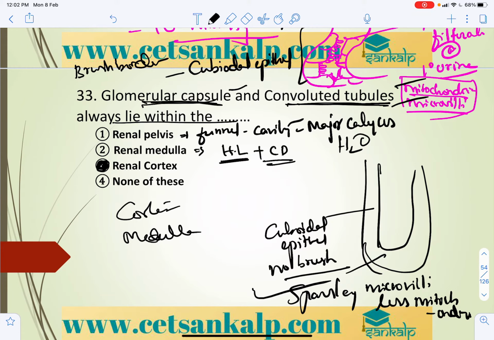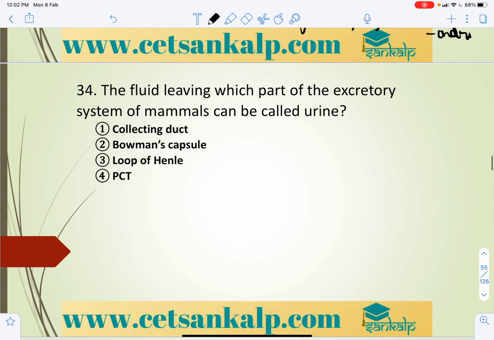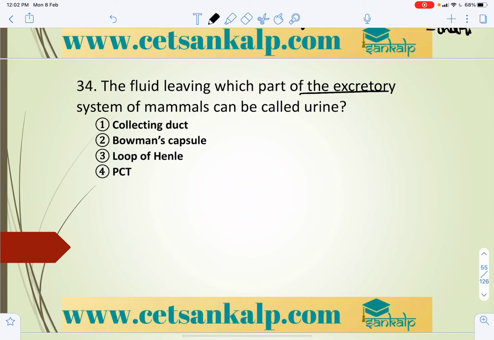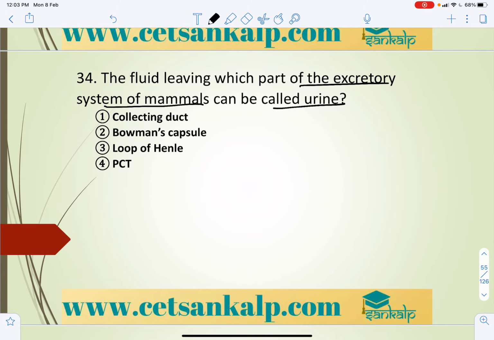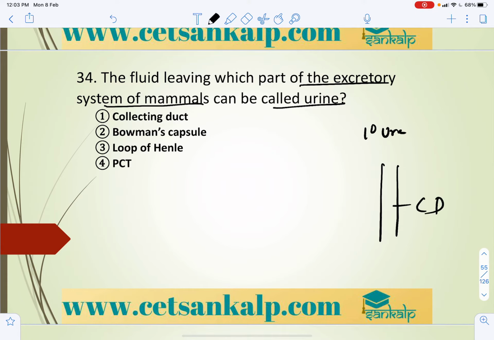Next, the fluid leaving which part of the excretory system of a mammal can be called urine? As I mentioned, in the PCT it is called primary urine, and finally what leaves from the collecting duct is generally called urine.